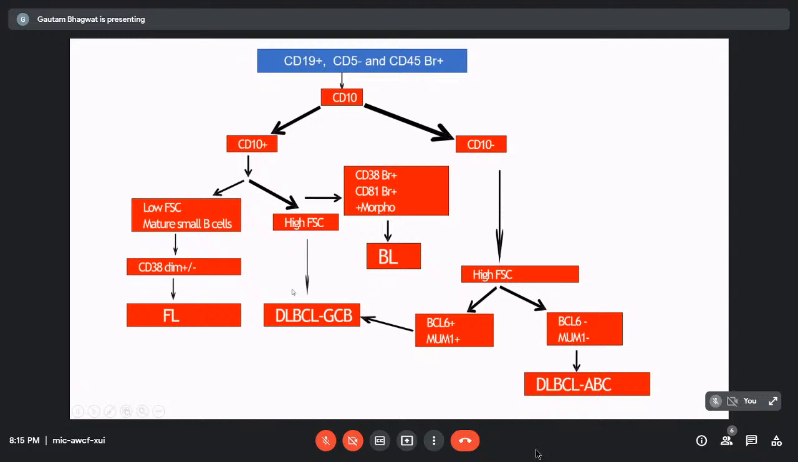But on flow we usually do not diagnose a DLBCL, or we can diagnose a DLBCL, but it is better to do it on a lymph node biopsy. CD10 negative, high forward side scatter, you have the DLBCLs. Then again you can put BCL6 MUM1 markers to show whether these are activated B cell or germinal B cell DLBCL. If CD10 is positive, you have CD38 bright, and looking into the morphology, you can come to a diagnosis of Burkitt's lymphoma also.